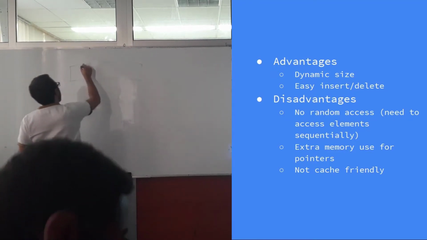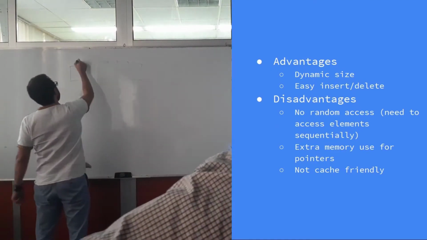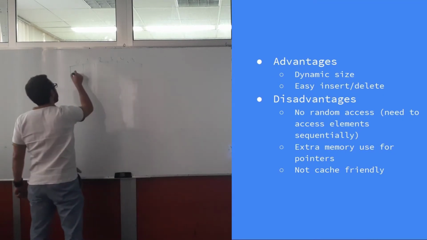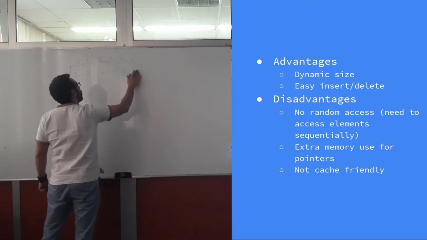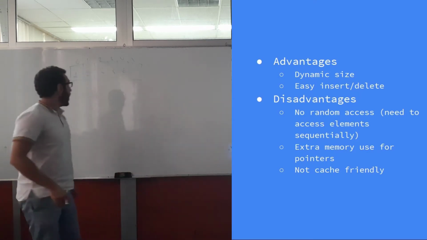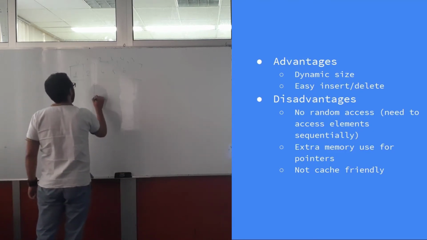Let's say this is our array, and it has 6 elements. Initially, let's say we had 1, 2, 4, 5, 6. Let's say we don't have any element in the last position. And we want to insert 3 between 2 and 4.